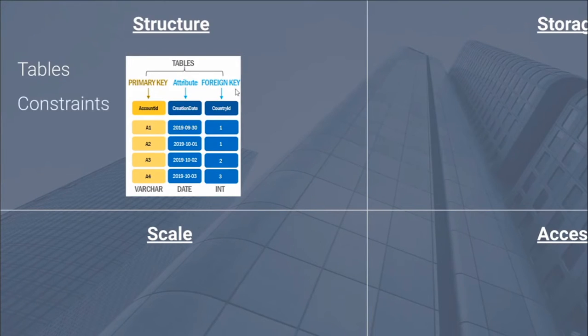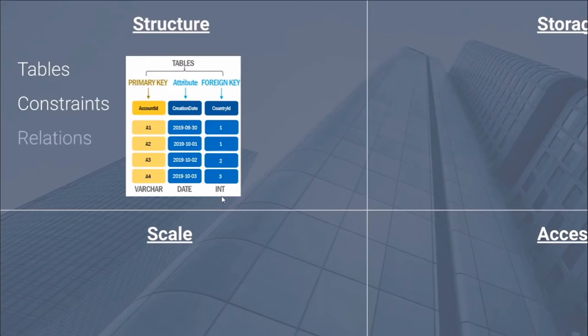Now SQL databases also enforce constraints. For instance, down here, we're seeing that the account ID column is only allowed to be a variable character or a string. Similarly, the creation date is only allowed to be a date, and the country ID is only allowed to be an integer. These constraints make it such that if a user is trying to insert or update data, and the data violates the constraint that's imposed on the table, the operation will fail. This is a great way to enforce consistency across the content of your tables.